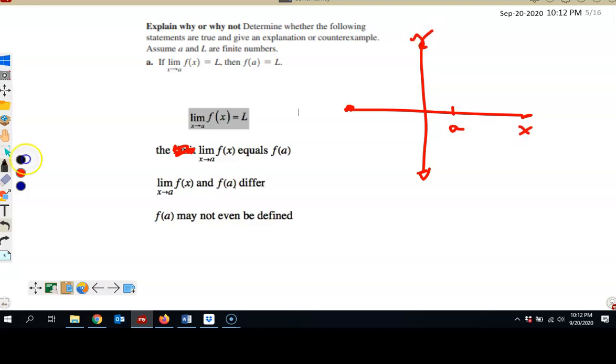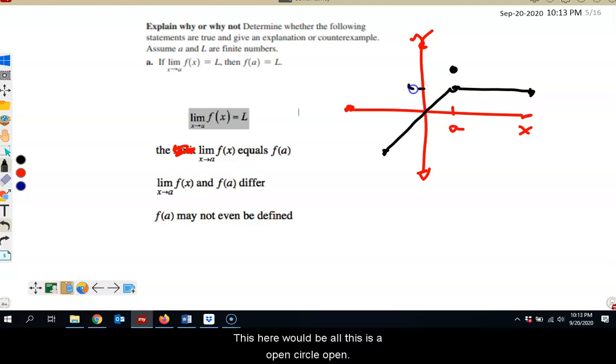Because if you have a graph, and let's just say your graph looks something kind of like this, with an open circle here, and then something that looks like this, but you have a closed circle here. In this particular case, this here would be L. This is an open circle. This is a counterexample where this doesn't have to be true. So therefore, we would illustrate that this is false. It can be true, but it doesn't imply that f of a will equal L. So that's just kind of a concept warm up.